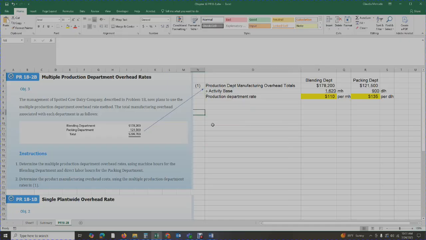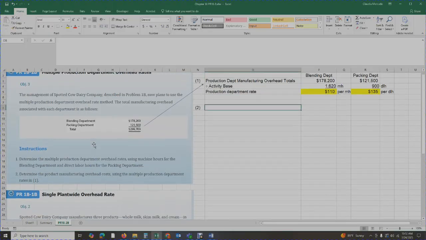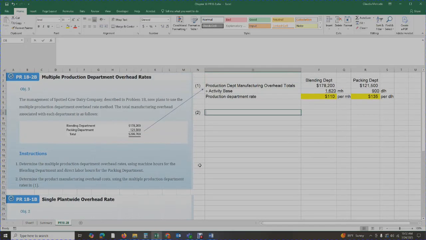Now requirement number 2. I'm sorry, my keyboard is just going crazy on me today. Requirement number 2 says, determine the product manufacturing overhead cost using the multiple production department rates calculated in number 1. So now we're going to determine the manufacturing overhead cost. We have 3 different products: the whole milk, the skim milk, and the cream. We're going to allocate using the rates provided, starting off with the whole milk.